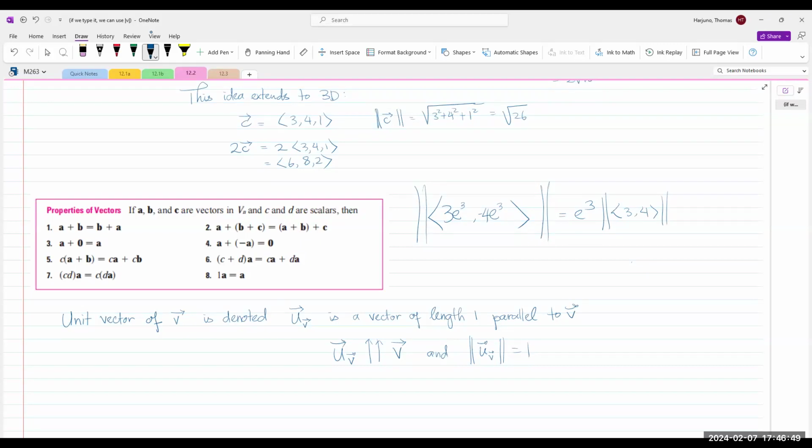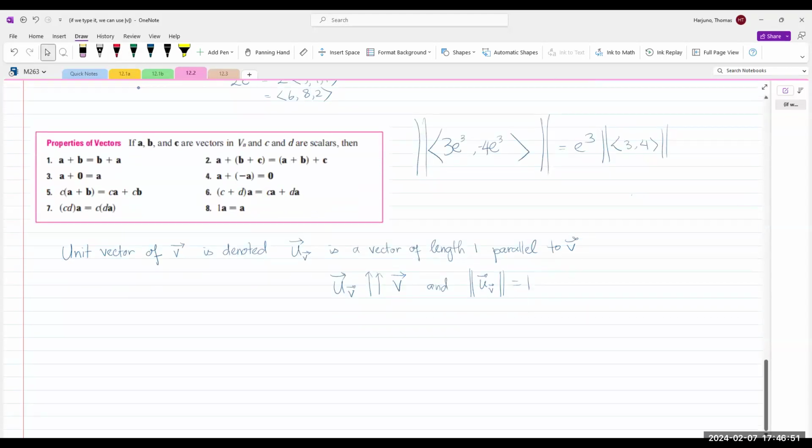How do we do that? How do we do this? We do it this way. Okay, the unit vector of a vector v is obtained by taking that vector v and dividing it by its own length.